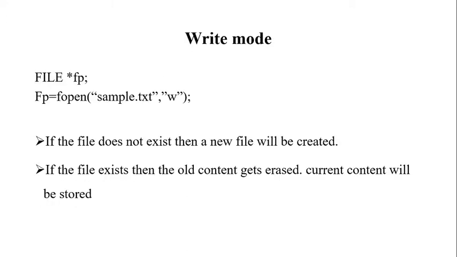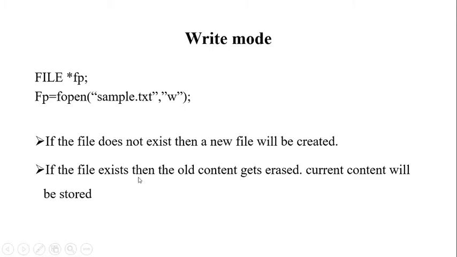Then write mode. First of all, what is the write mode? FILE *fp = fopen("sample.txt", "w"). This is the write mode of opening a file. If the file does not exist, then a new file will be created. If we are opening a file in write mode and the file does not exist in memory, then it will create a new file.